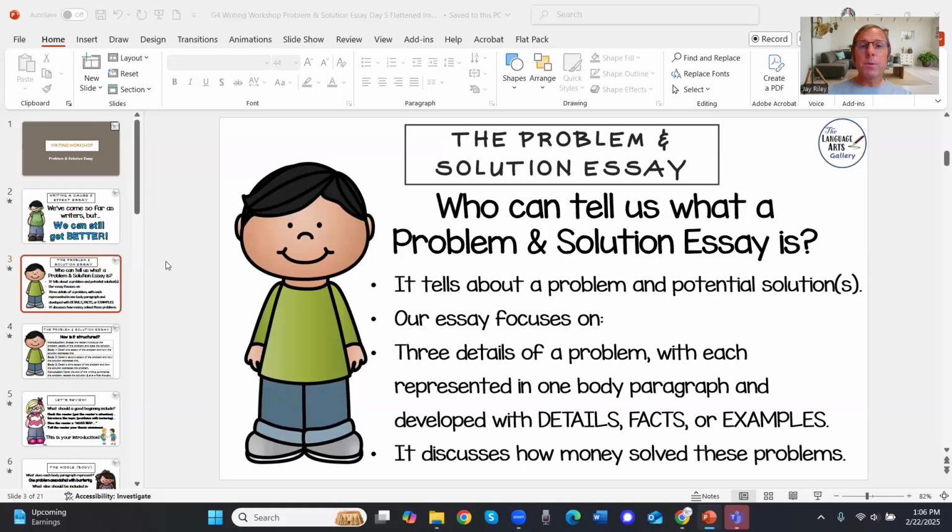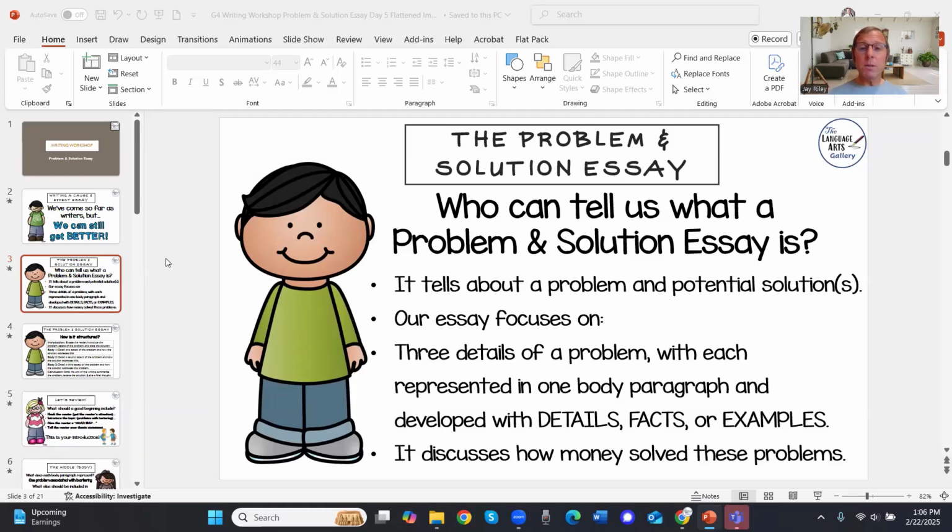So let's go ahead and talk about peer review in the problem and solution essay. Before we get into the peer review process, I like to go back and review everything that we talked about in those first 4 days of writing workshop. So I want to talk about what a problem and solution essay is and what exactly is included in each component of the essay. Remember, we're introducing a problem. In our case, it was problems with the barter system. We're going to talk about 3 details of that problem, and each of those is going to be discussed in its own body paragraph.